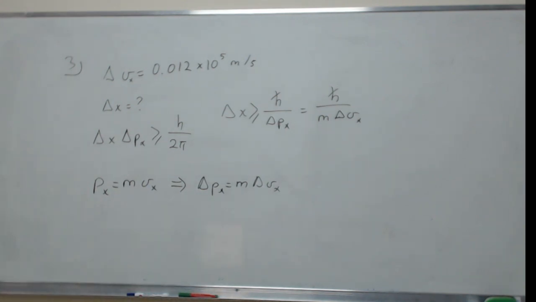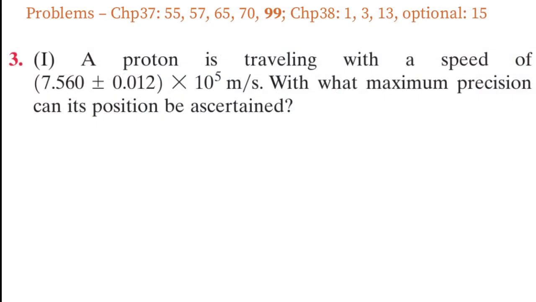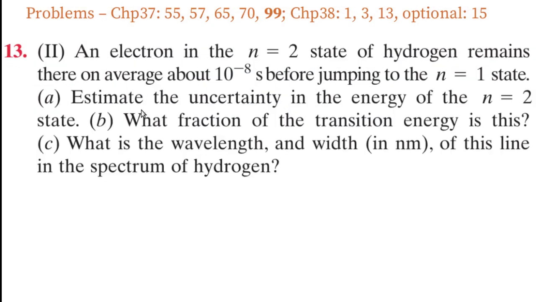So the next problem is perhaps a more interesting application of the uncertainty principle. So we have an electron in the n equals 2 state of hydrogen that remains there on average 10 to the minus 8 seconds before jumping into the n equals 1 state. Estimate the uncertainty in the energy of the n equals 2 state. What fraction of the transition energy is this? What is the wavelength width in nanometers of this line in the spectrum of hydrogen?